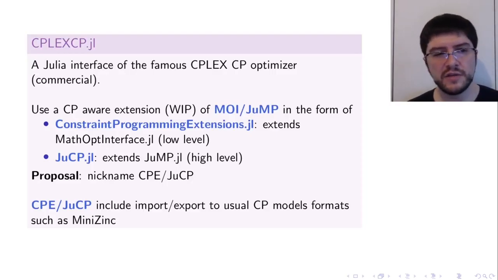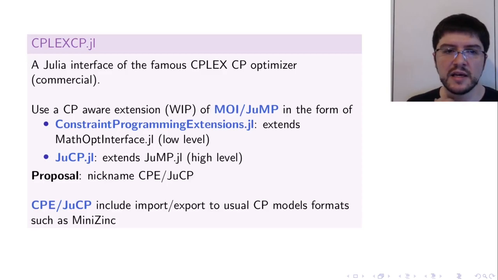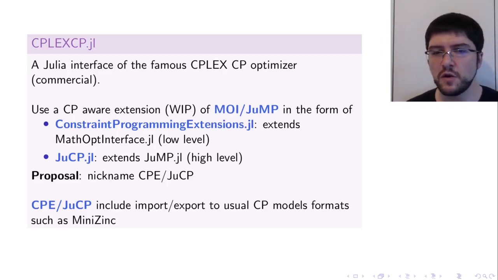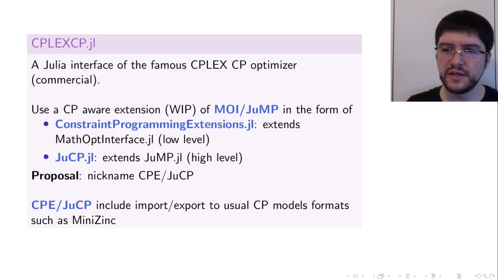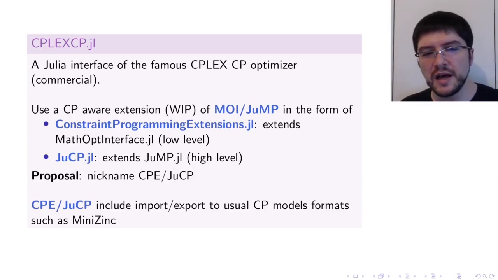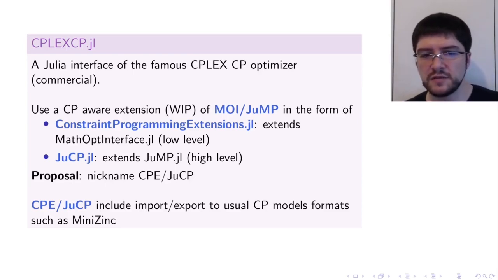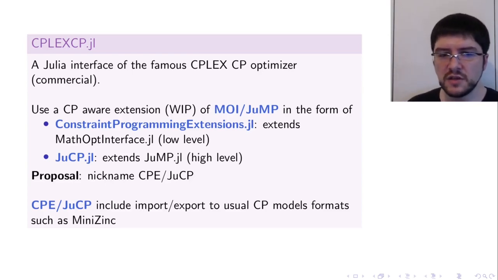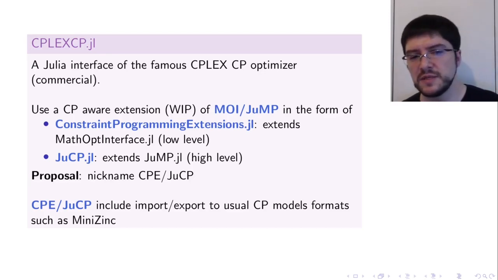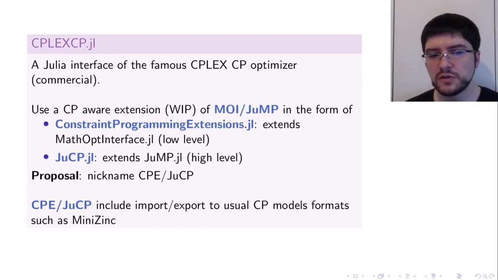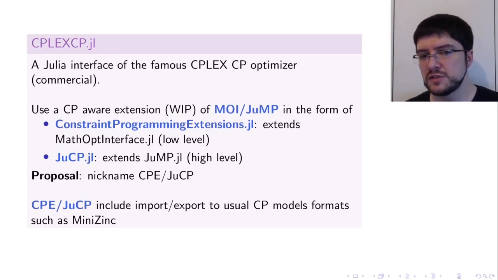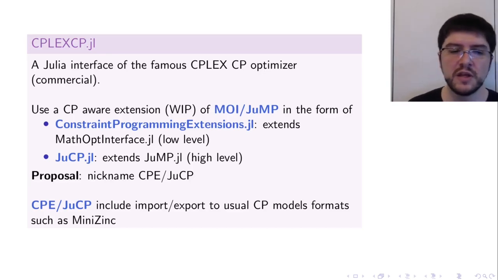The second guy in the cloud is CPLEX CP.jl. It's a Julia interface of the famous CPLEX CP optimizer. It's a commercial solution. One of its interesting points is that it uses a constraint programming aware extension of MOI and JuMP. It's still a work in progress, but we can find it in the form of constraint programming extension that extend MOI and GCP that extend JuMP. So I really want us to call the constraint programming extension CPE for ease of pronunciation.